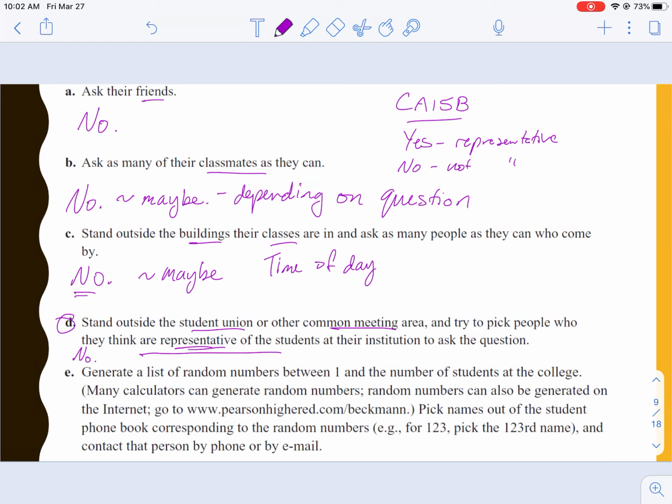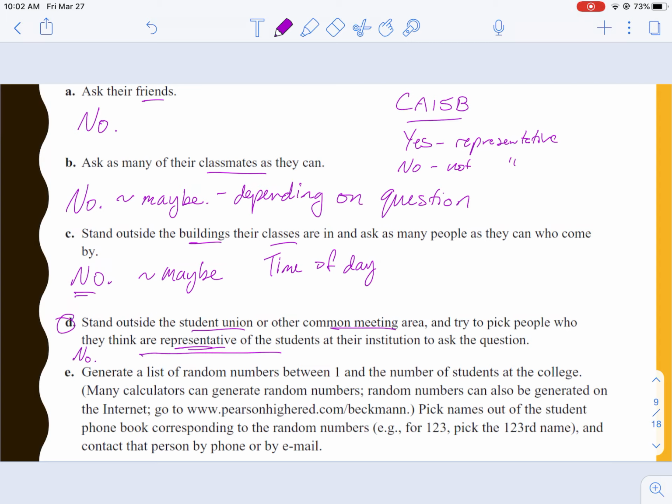Now, you might count people coming in the door and every 10th person ask them, regardless of if they're scary looking or a friend or not. And that might be a better chance of being representative. But you still have the time of day issue.